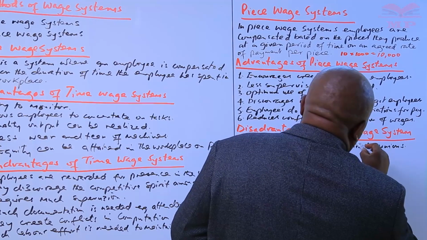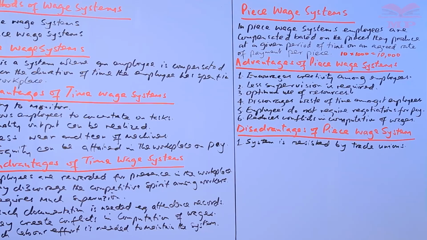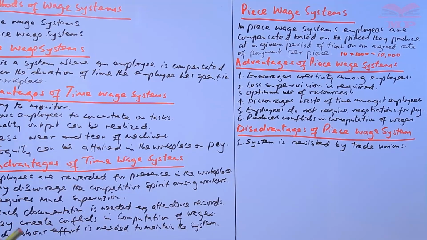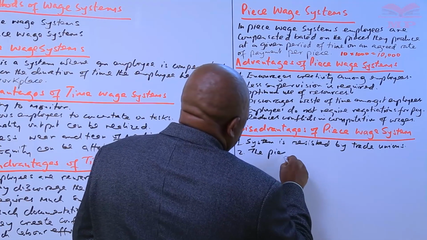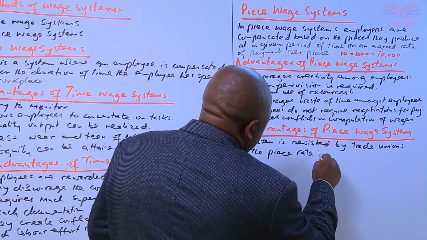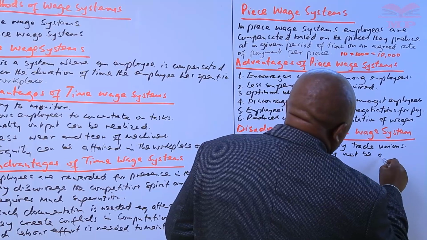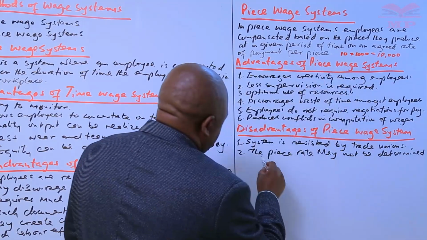It is resisted by trade unions because members will now rebel, and they don't want to become members of trade unions because instead of paying money to trade unions as union dues, they will want now to be able to compute themselves and keep everything. So the unions may not be very comfortable with this kind of a system. Then secondly, the piece rate may not be determined scientifically.